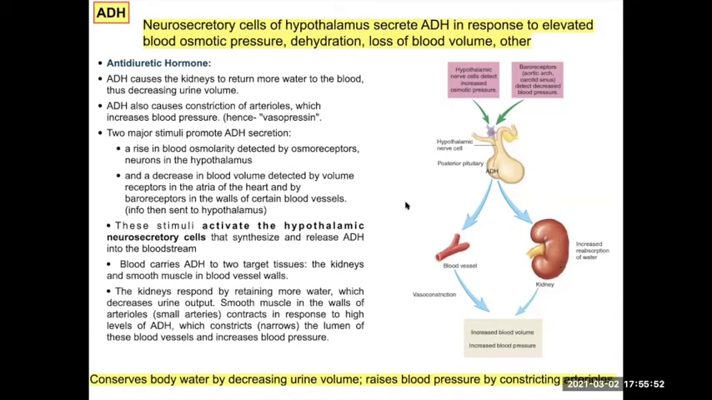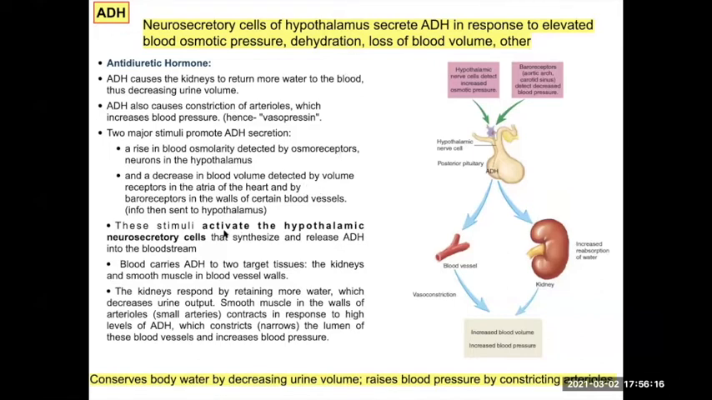And then the other thing it does, its original name was vasopressin. It increases blood pressure by constricting arterioles. In certain areas, when you constrict the radius of those vessels, the blood pressure actually increases. So you can increase your blood pressure in that way.